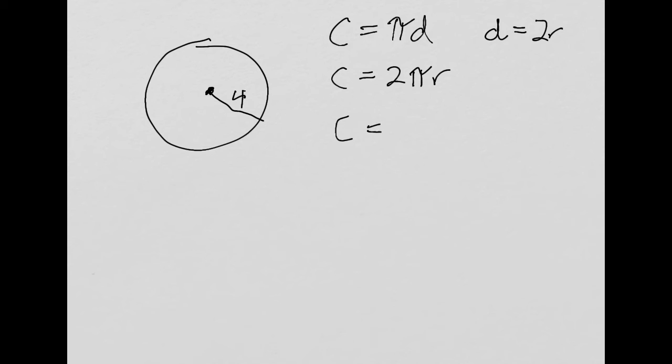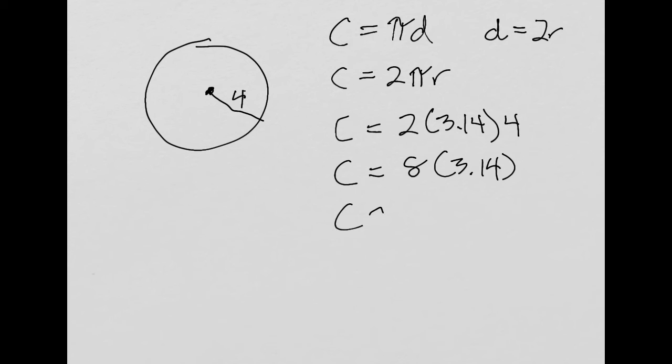So in this case, our circumference is 2 times 3.14 times 4. And it's easier to multiply the 2 and the 4 first, which would be 8 times 3.14, which means my circumference, as I multiply through, would be 25.12 meters. Sorry, I keep forgetting to put the label on this.